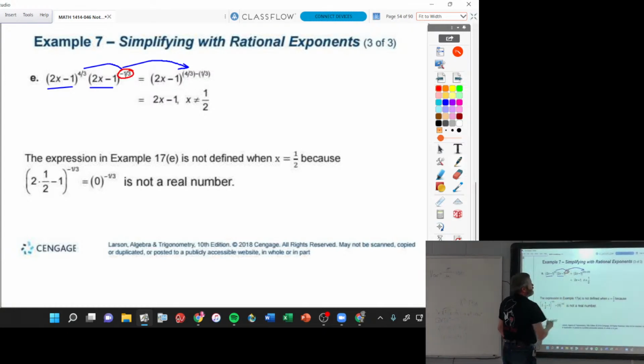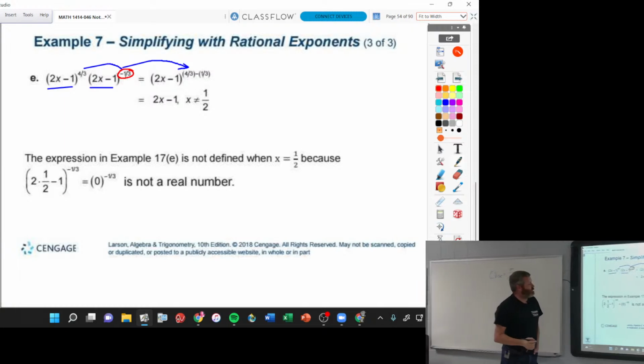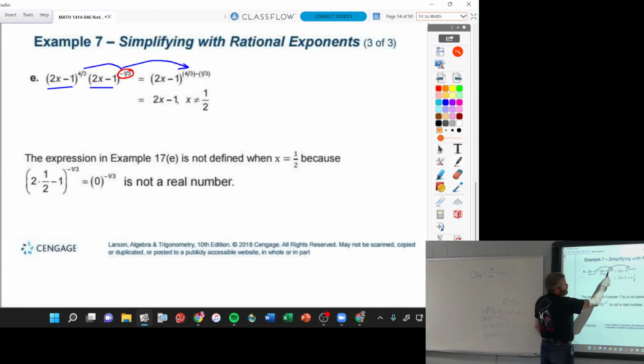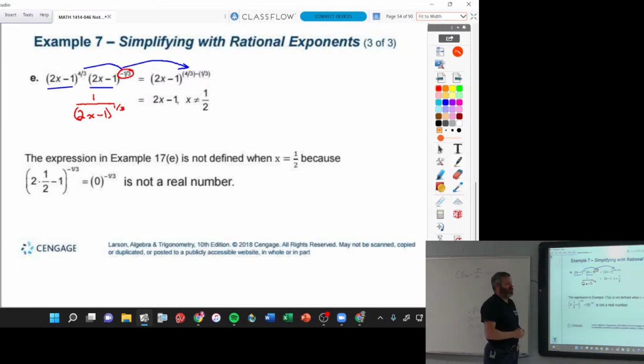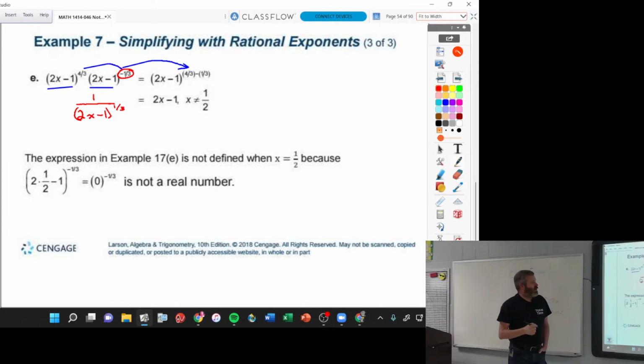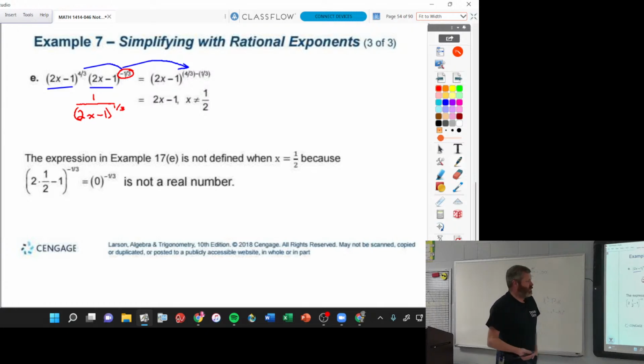Remember, negative exponent means pass it through the fraction bar. So 2x minus 1 to the negative 1/3 power is the same thing as 1 over 2x minus 1 to the 1/3 power. You cannot divide by 0. So 2x minus 1 to the 1/3 power cannot be 0.